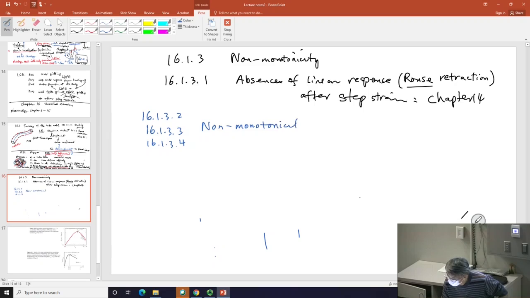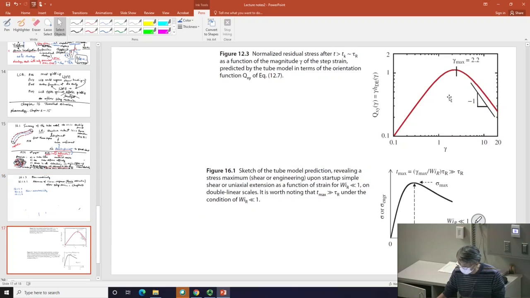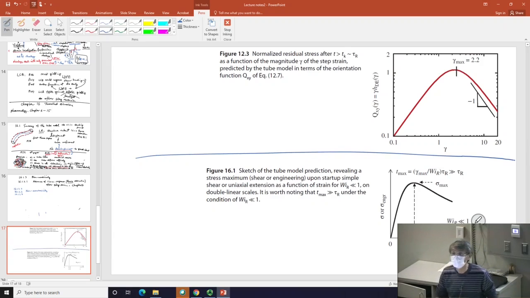Monotonicity. We previously have discussed it. Let's do that more carefully one more time. I will do that by going to the next slide where I pasted some of the diagrams. Let's not look at the first one. Let's look at the second figure. This belongs to chapter 16.